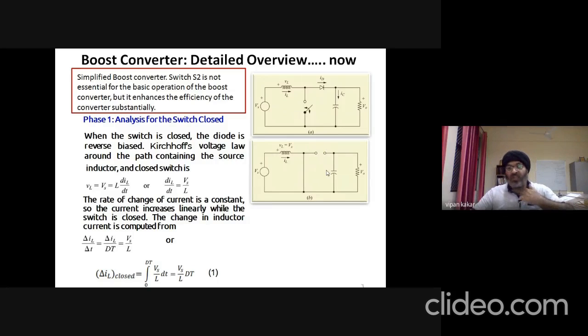So we have to do it mathematically now. In previous slides, we did it qualitatively. Now we do it mathematically. So what is the value of voltage across the inductor? It is L dIL by dt, because this is the current.